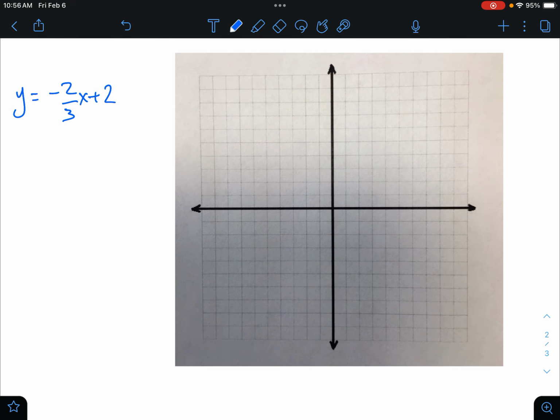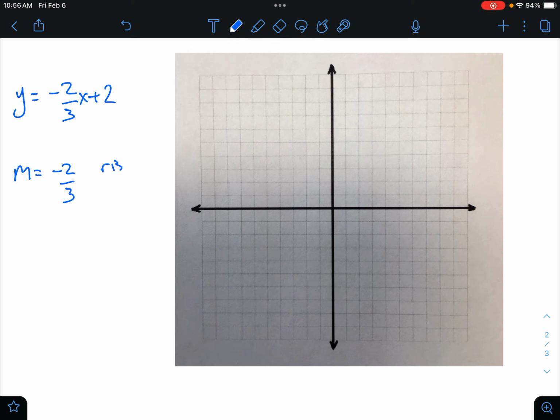Oh, we forgot the x in there. Okay, so let's say we got y equals -2/3 x plus 2. So this looks like it's going to be messy because it's a fraction, right? But the nice thing is a fraction actually makes this easy to graph. So our slope, our m, is going to be -2 over 3.